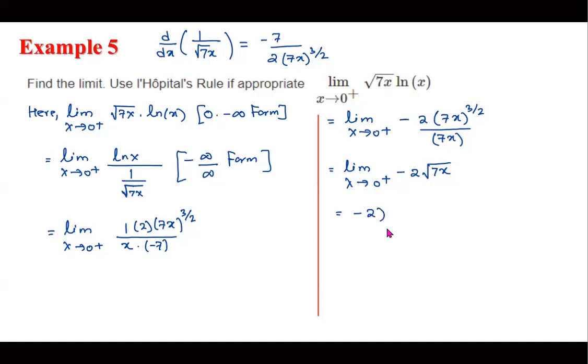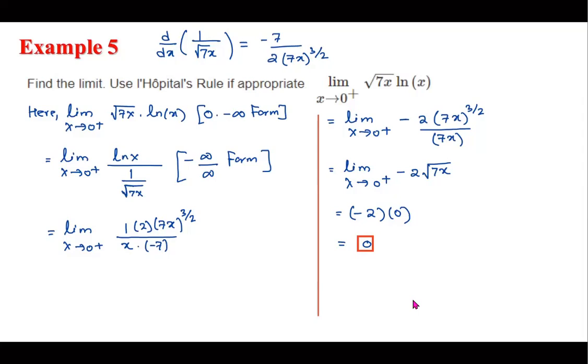We can make direct substitution to find the value of the limit. Negative 2 multiplied by the square root of 7 times 0, because as x approaches 0, that becomes 0, and the square root of 0 is 0, which is equal to negative 2 times 0, which is 0. So the limit of the given function using L'Hopital's rule is 0. Remember, we are not able to use L'Hopital's rule directly. What we did is we first did a little bit of manipulation to change the 0 times infinity to infinity over infinity, and we use L'Hopital's rule.